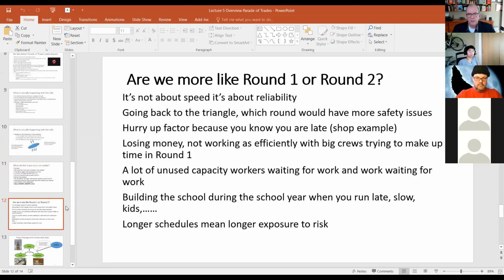So what do you think the construction industry as a whole is more like? Round 1 or round 2? As a whole, it's more like round 1. We get more variation. So this is where we have a lot of opportunity to save on our projects by implementing processes that help us to reduce variation, minimize buffers. We have to have some buffers, right? So I'm not saying that we don't.